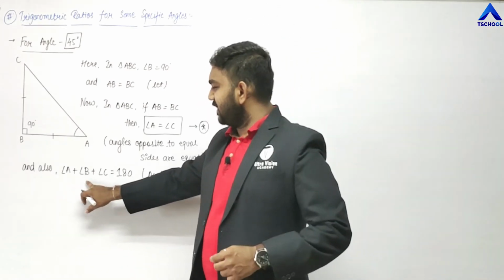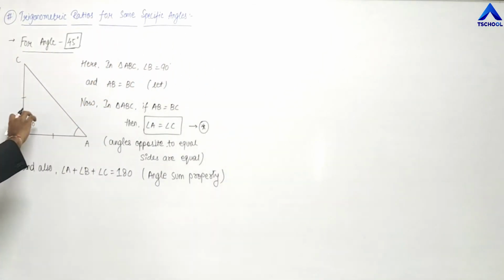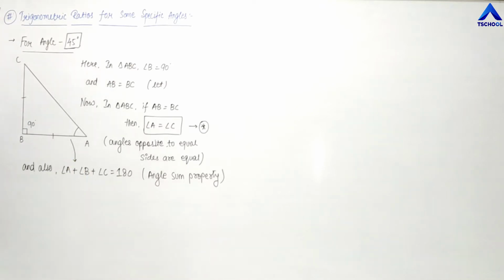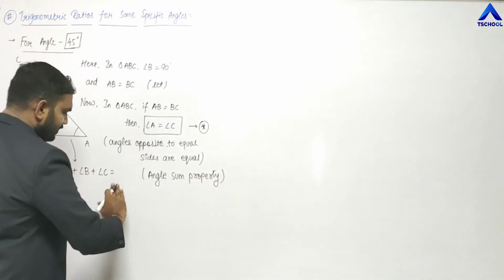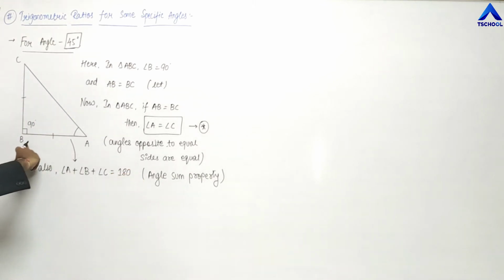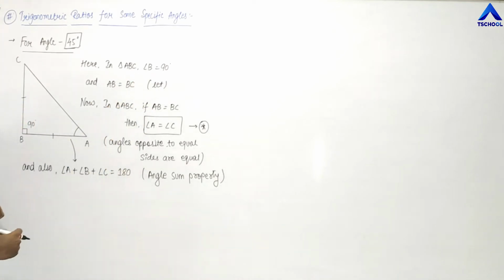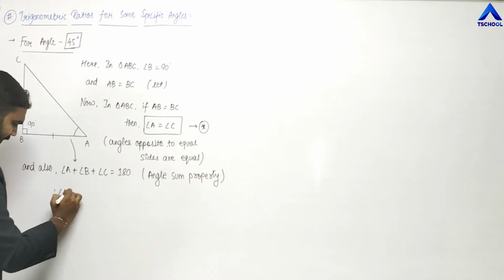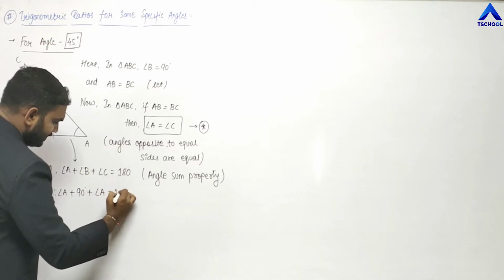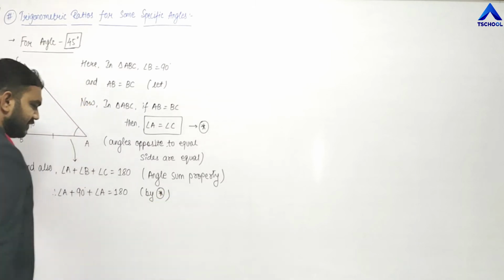So angle A plus angle B plus angle C is equal to 180 degrees. Right, here we are having this triangle, and the angle sum property can be applied to this triangle. Now we have angle B equal to 90 as we already know, and by star we know that angle A is equal to angle C. Therefore angle A plus 90 plus angle A is equal to 180 degrees by star.